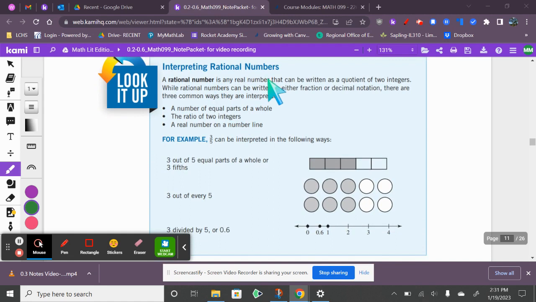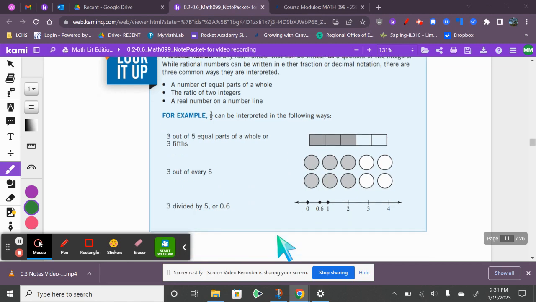So a rational number is any real number that can be written as a quotient of two integers. While rational numbers can be written in either a fraction or a decimal notation, there are three common ways that they are interpreted: a number of equal parts of a whole, the ratio of two integers, or a number on a number line. So these are the ways that we can interpret those.